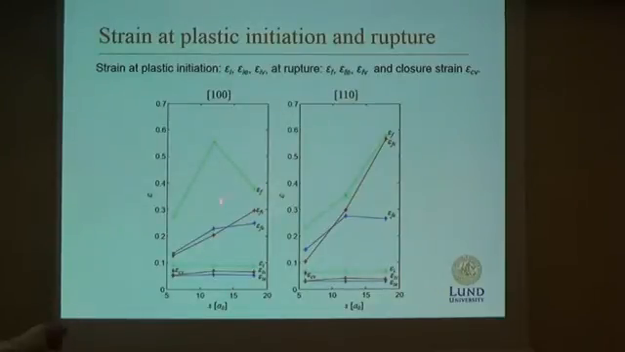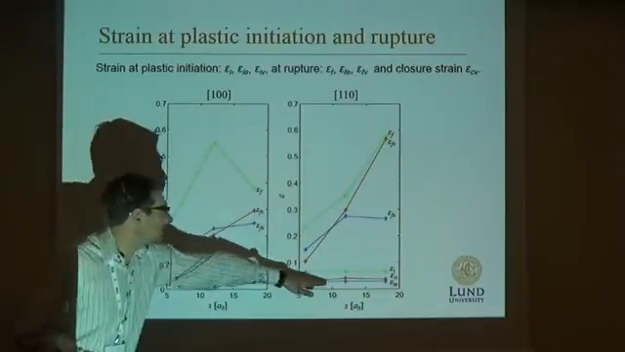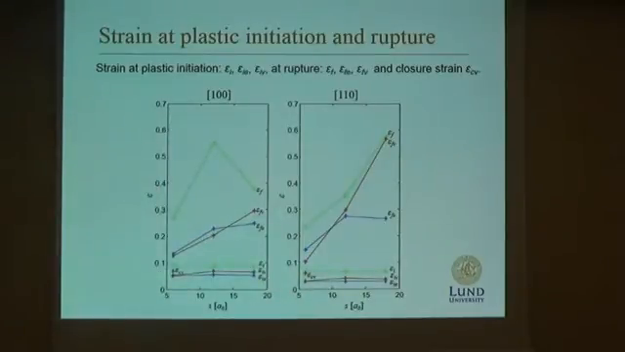If we now compare that in the 1 0 0 direction with the results from the 1 1 0 instead, we see the same trend here. The curves are in the same order, but we get lower values of the strain. And this has to do with the fact that in this direction we have a higher stiffness, so therefore we get the lower strain.